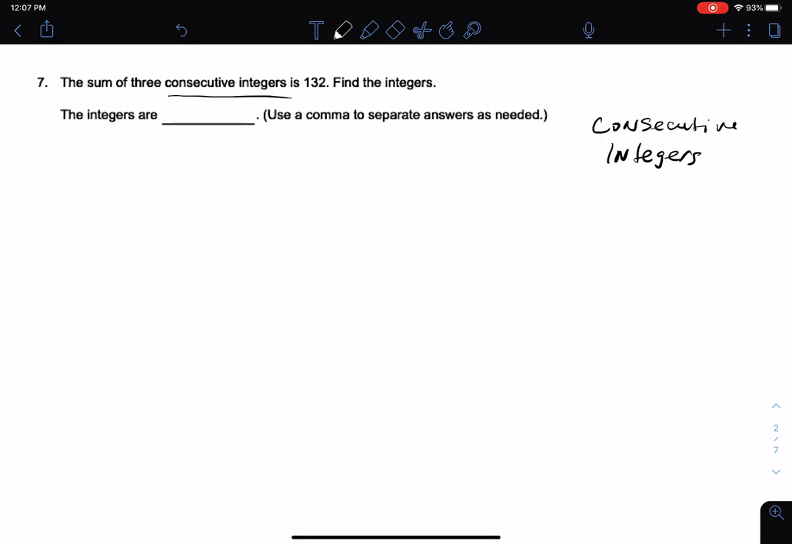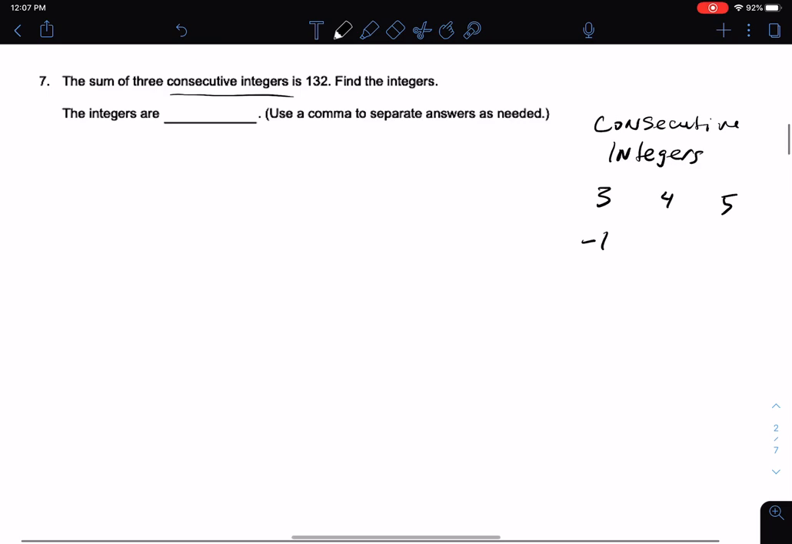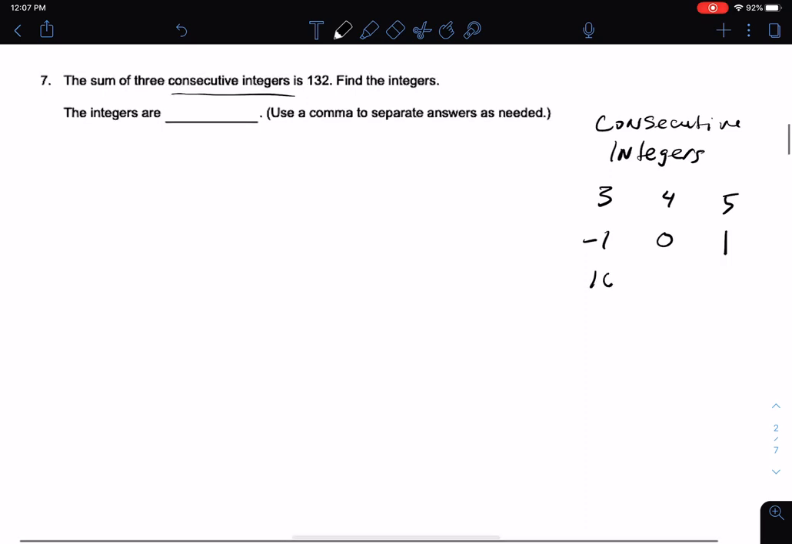So consecutive integers are integers that are basically in order. If I say 3, then 3 consecutive integers, if I start with 3, would be 3, 4 and 5. Integers are also negative whole numbers, or whole numbers and their opposites, probably a better way to say it. So if I said negative 1, then the next integer would be 0, and then the next integer would be 1. If I start at 10, 3 consecutive integers would be 10, 11, 12.